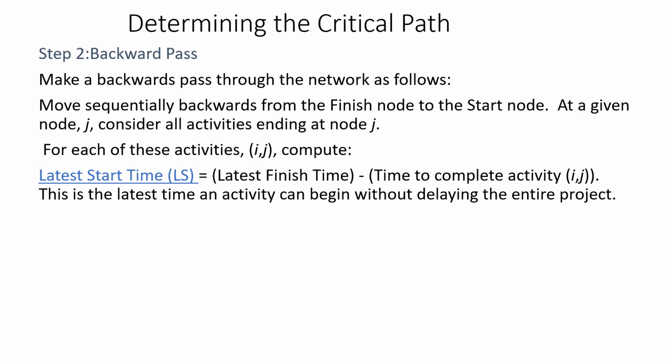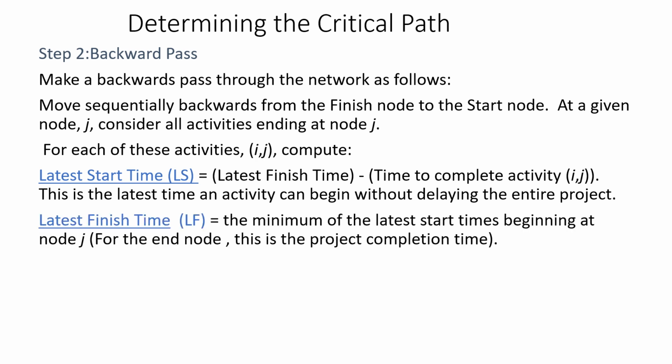Latest start time equals latest finish time minus time taken to complete the activity Ij. Latest start time is the latest time an activity can begin without delaying the entire project. Then we calculate latest finish time, or LF. LF is the minimum of the latest start times beginning at node J. For the end node, this is the project completion time.